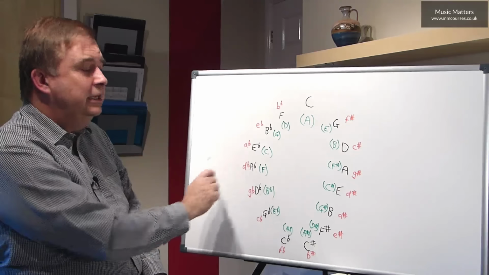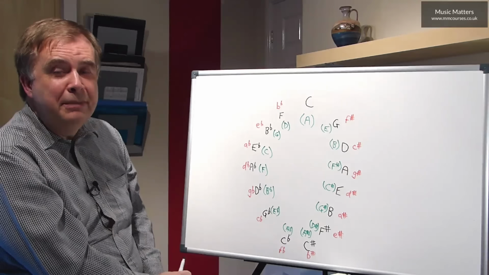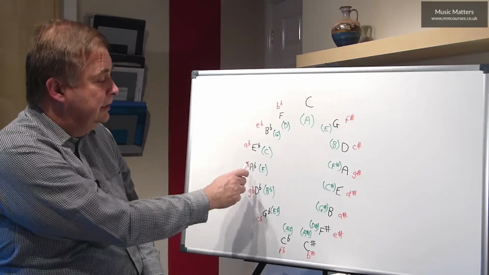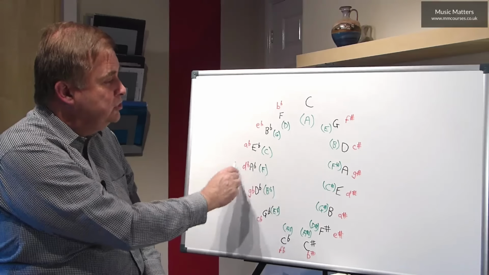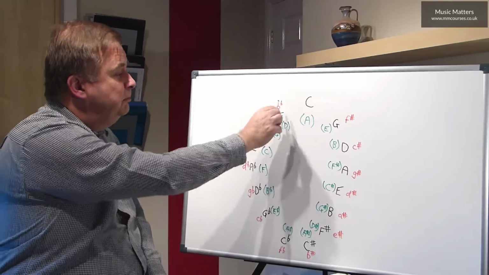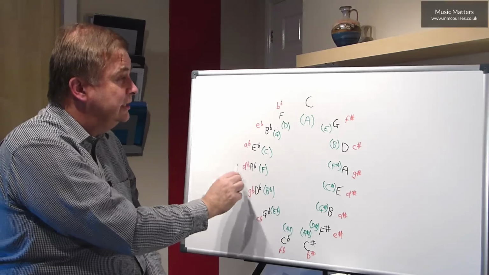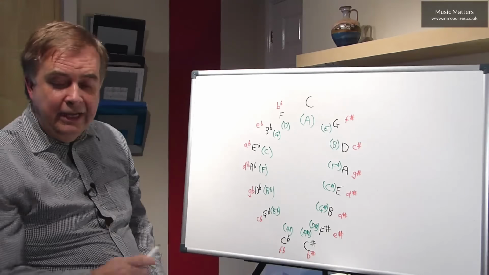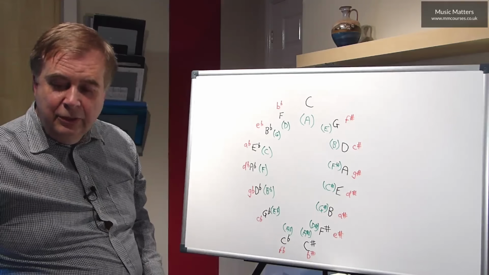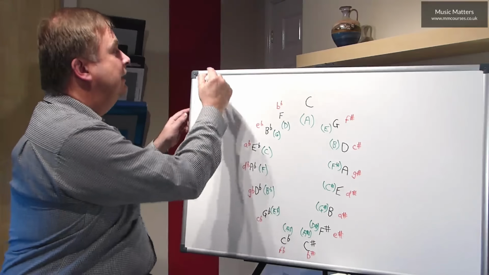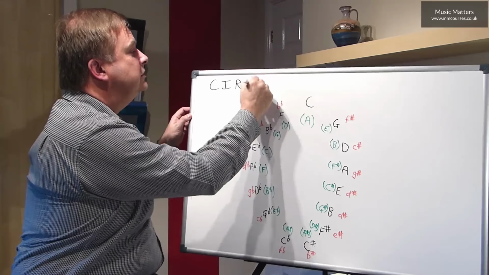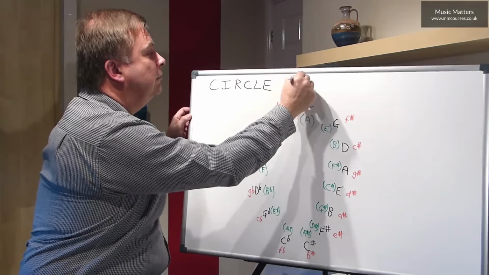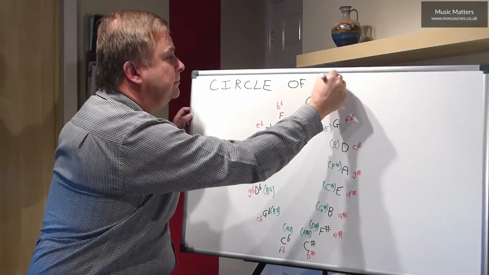So any minor has a relative major, any major has a relative minor. A flat major and F minor, for example, both share the same key signature: B flat, E flat, A flat and D flat. And I hope at the end of all that you can see how much value we have in this thing we call the circle of fifths.